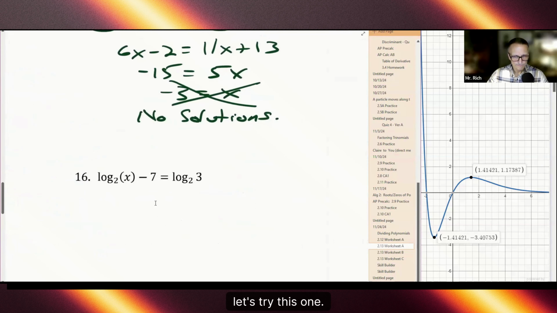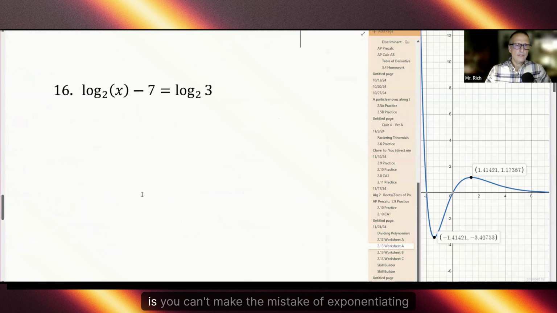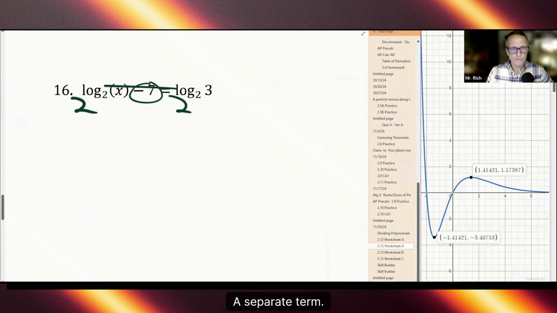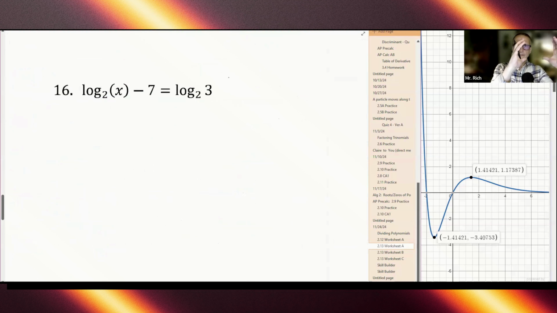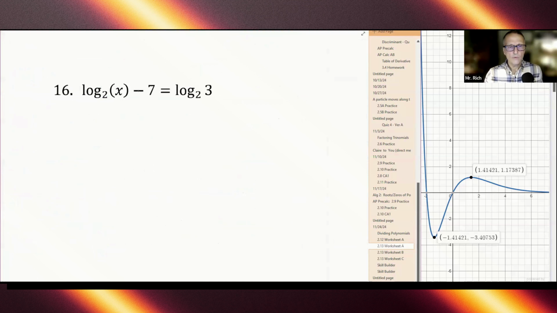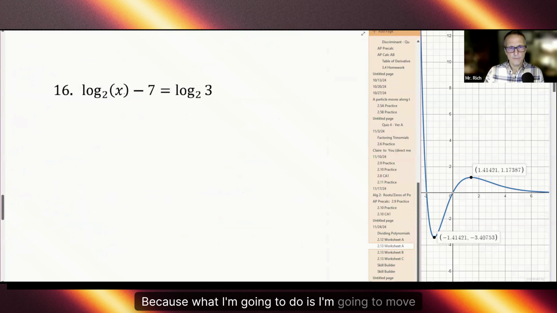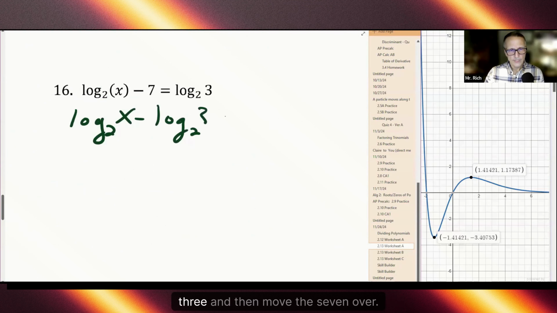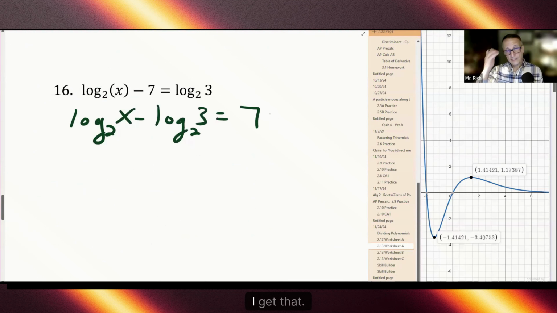Okay, let's try this one. What I would need to do here, you can't make the mistake of exponentiating while you've got this 7 hanging out here, a separate term. I can only exponentiate when I've got one complete log on one side with nothing else after the log. Well, you say, that's impossible. No, it's possible, because I'm going to move the log of 3 to the left side. So this will give me log base 2 of x minus log base 2 of 3, and then move the 7 over, I get that.